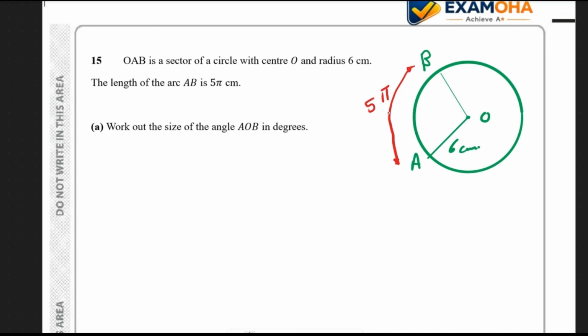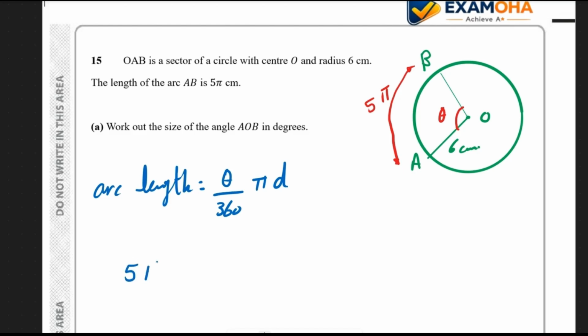Work out the size of the angle AOB. This is a straightforward question, not a big deal. You know that the arc length equals theta over 360 times pi d. So the arc length is given as 5 pi, equal to theta over 360 times pi times d. D is the diameter, the radius is 6 centimeters, so the diameter is double the radius. It means times 12 here.